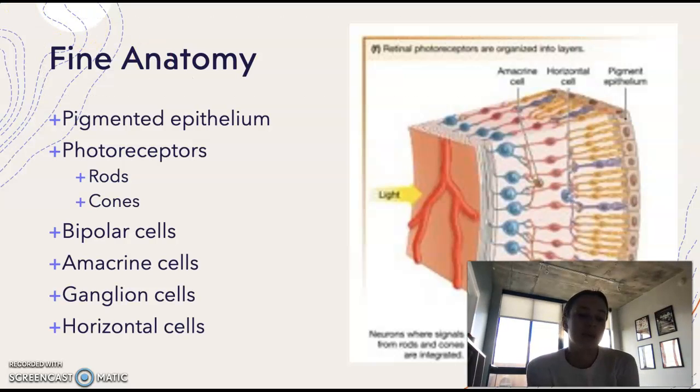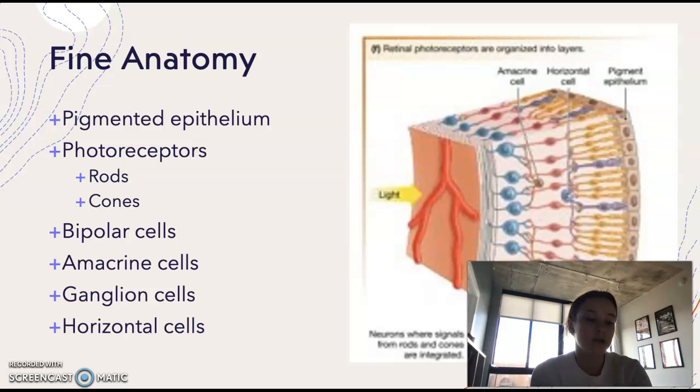Beneath the pigmented epithelium is a layer of photoreceptor cells, which are the neurons that convert light energy into electrical signals. There are two different types of photoreceptor cells, rods and cones. Rods are more sensitive to light and dark, and cones are more sensitive to color. Together they work to provide you with contrast and color vision.